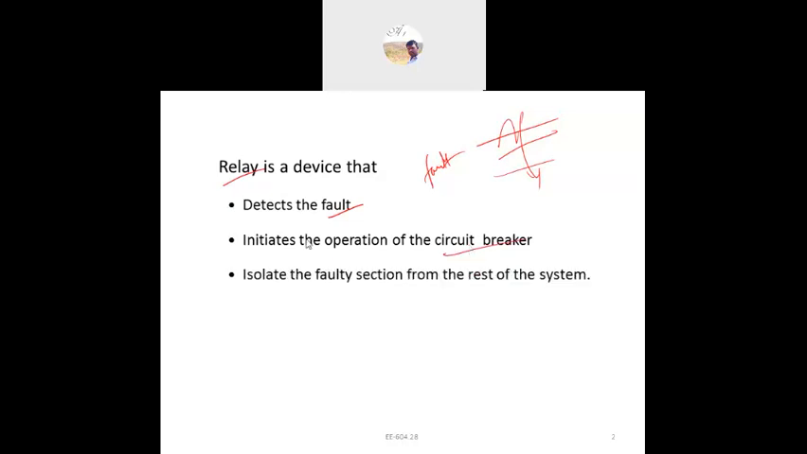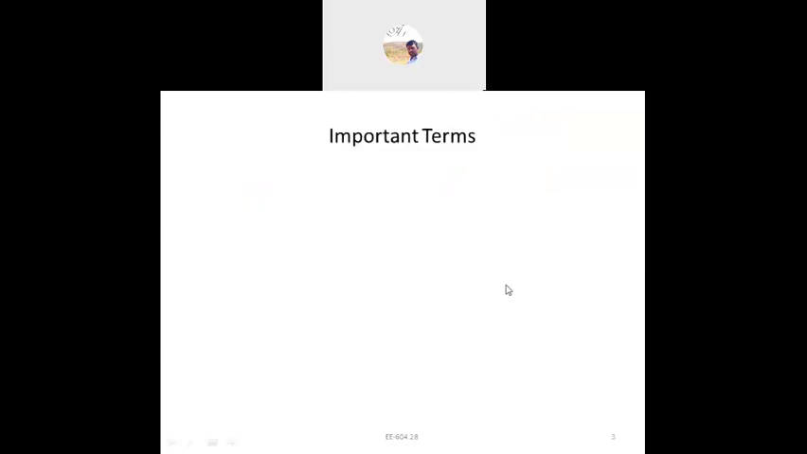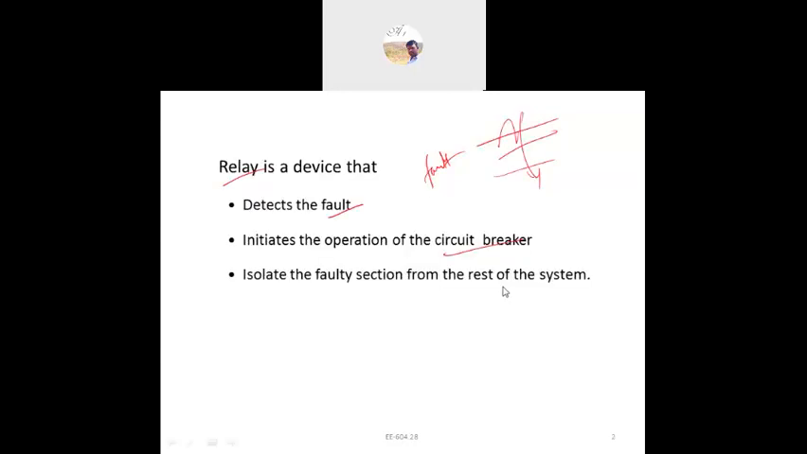It isolates the fault section from the rest of the system. The healthy section also matters, so to protect the healthy section we need to separate the fault section, right? That's why the relay is a device which detects the fault, initiates the operation of the circuit breaker, and isolates the faulty section from the rest of the system, that is the healthy section.